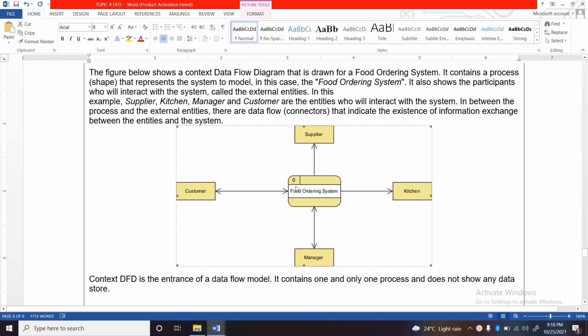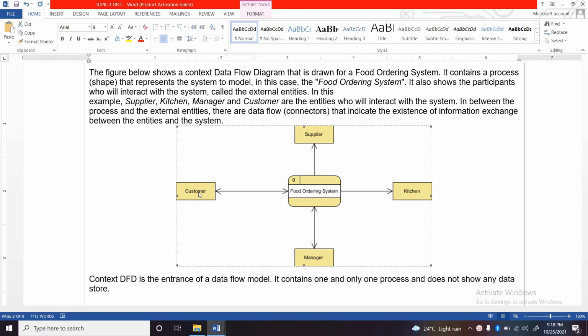And it also shows the participants who will interact with the system, which are also called the external entities. In the level 0 that I showed earlier, it uses Yourdon and Coad. Here it uses Gane and Sarson. Okay? So that is why they have different visual representations. Okay, and then in this example, we have the different entities. We have the supplier, the kitchen, the manager, and the customer, which use nouns.